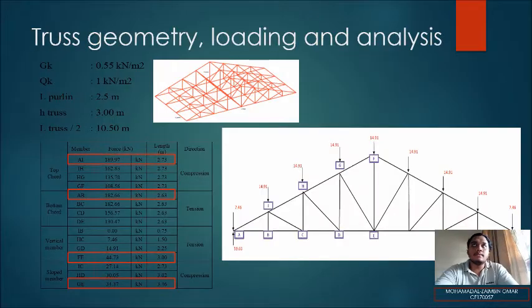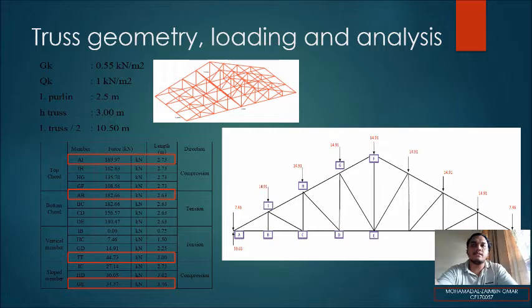For the truss geometry loaded analysis, from our analysis we conclude from the table: the top chord has the highest member force of 190 kN. The bottom chord has the highest member force of 183 kN. The vertical member has the highest member force of 45 kN. The slope member has a member force of 34 kN.